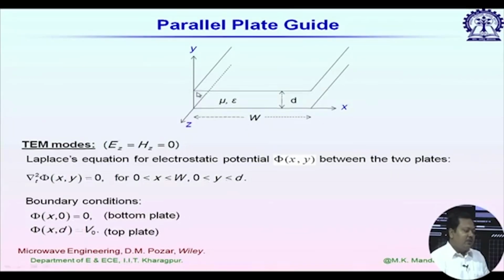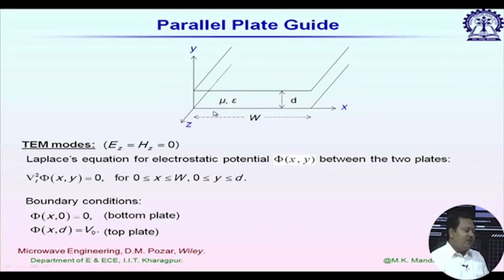This figure shows two parallel plates. These plates are in the ZX plane. Again we are considering wave propagation in the Z direction, and the plate separation is D. Inside we have a dielectric material which is given as mu and epsilon. For most dielectric materials, mu r is equal to 1. So, we can simply replace mu by mu naught.